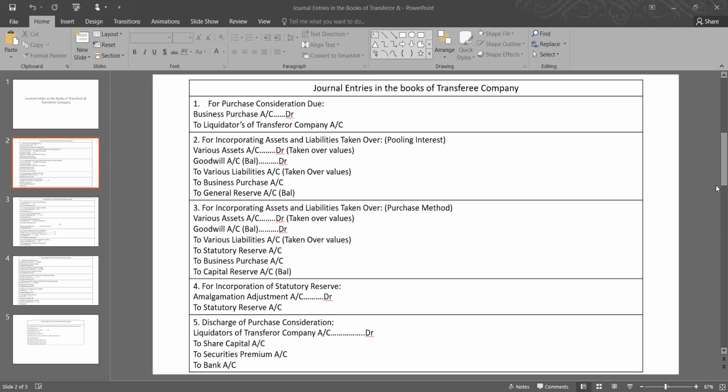For incorporation of statutory reserve, suppose in the transferor company there is any statutory reserve and it is going to continue in the balance sheet of the transferee company, then the journal entry we should pass is Amalgamation Adjustment Account debit to Statutory Reserve Account.